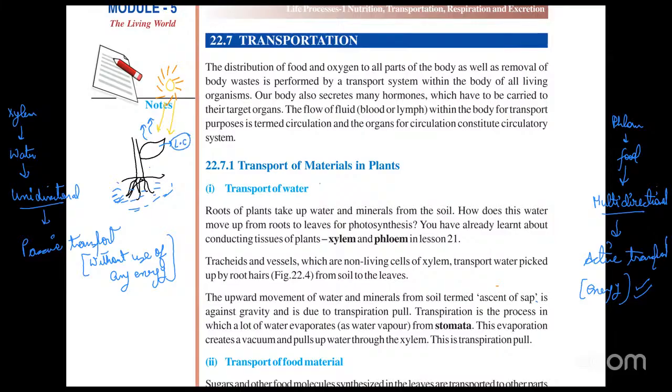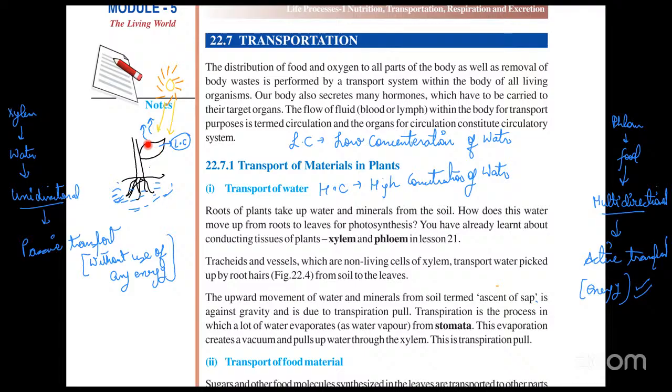LC is basically low concentration of water. And HC is called high concentration of water. See, what I'm trying to say here: in the roots, there is high concentration of water because the roots have more water.